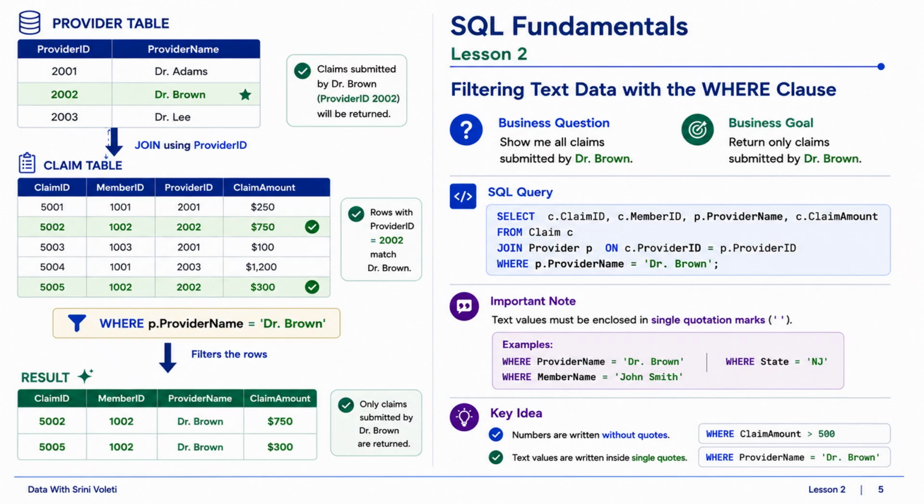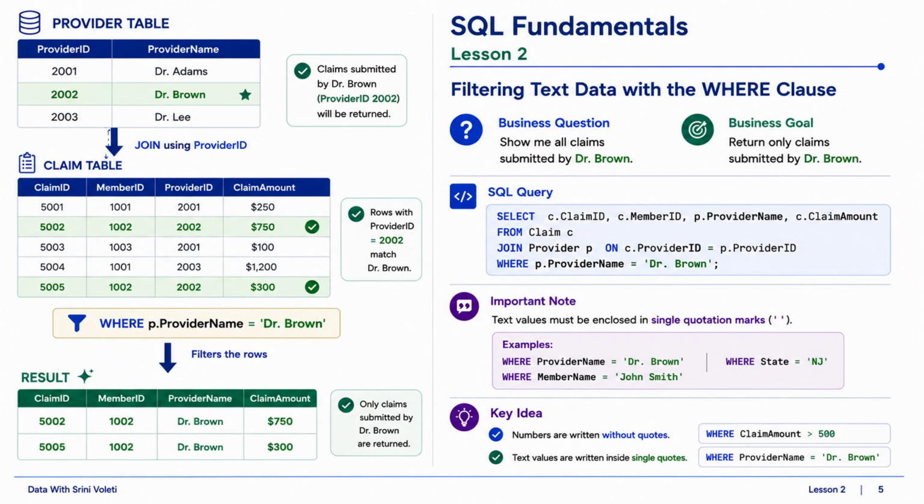Now look at the claim table. Notice that the claim table does not store the provider's name. Instead, it stores only the provider ID. That's exactly why we learned joins in lesson 1. To answer this business question, SQL first joins the claim table with the provider table using the provider ID. Once those tables are connected, SQL can associate each claim with the correct provider name.